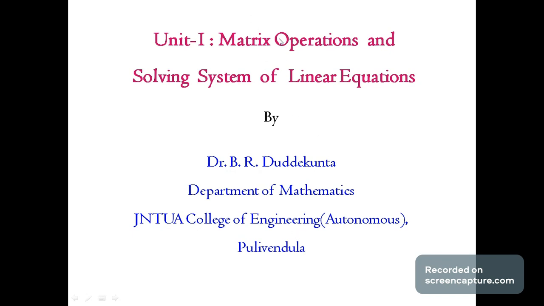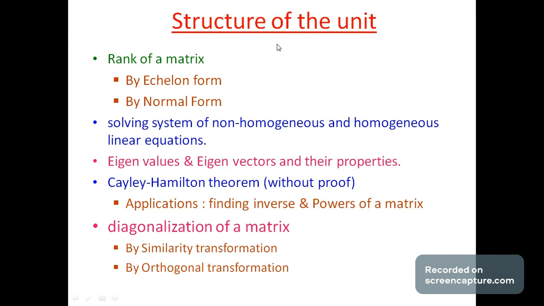The structure of the first unit is: the first concept is rank of a matrix. The second concept is solving system of non-homogeneous and homogeneous linear equations. Third concept is eigenvalues and eigenvectors and their properties. Fourth concept is Cayley-Hamilton theorem. Fifth concept is diagonalization of a matrix. So now let us see one by one.